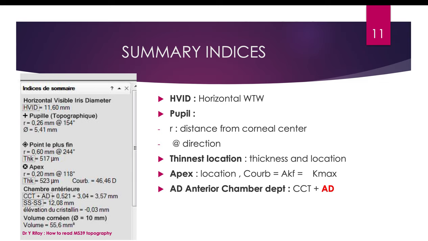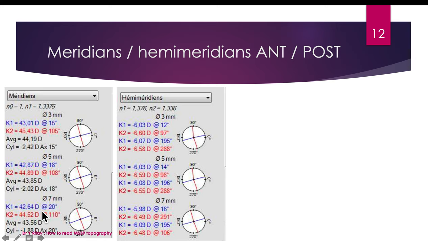We will also study the anterior chamber because it's an OCT of the anterior segment. So we'll measure the depth of the anterior chamber, which is AD, and here it is 3.04. We will study also the sulcus to sulcus and other parameters like the corneal volume. We'll examine also other parameters, the K readings.